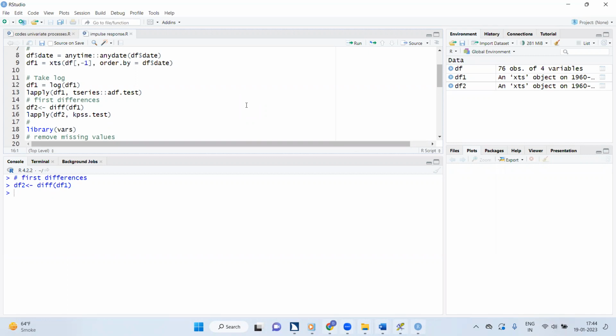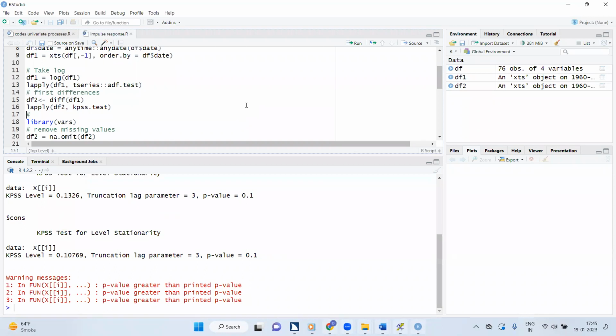So now we have percentage change of investment, percentage change in income, and percentage change in consumption. So let's run this test. Again, lapply DF2. And now I'm not using that test, I'm using the KPSS test. And remember, what was the null hypothesis of ADF? It was data is non-stationary. PP test, data is non-stationary. And KPSS test, data is stationary. So DF2 should be stationary. I've taken first difference, quickly run it.